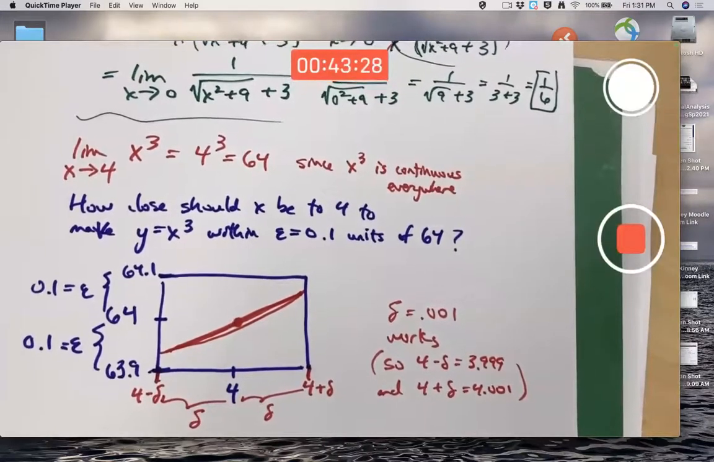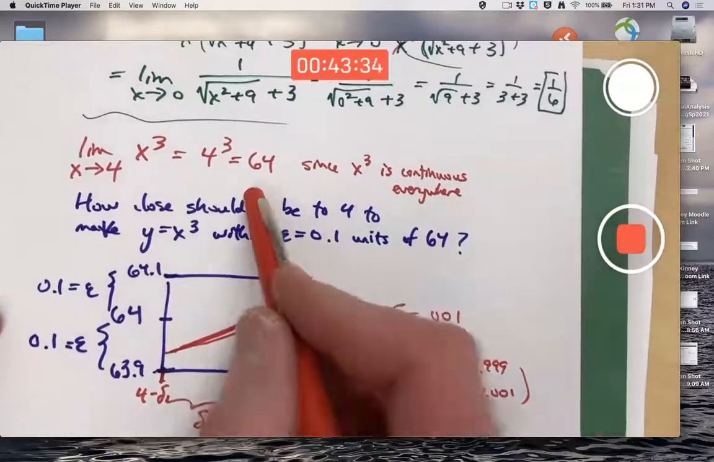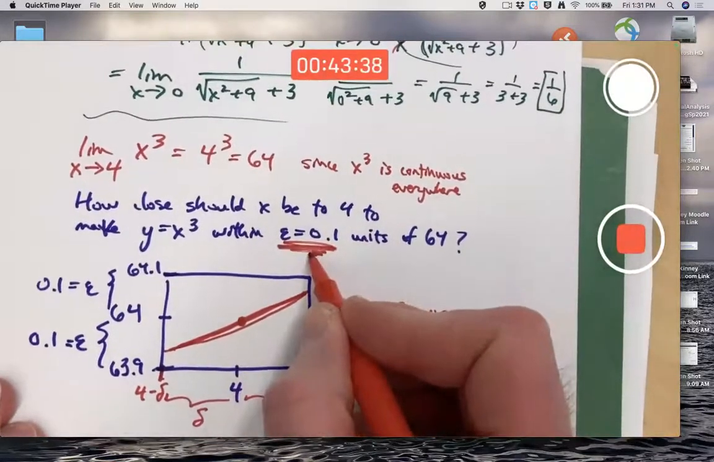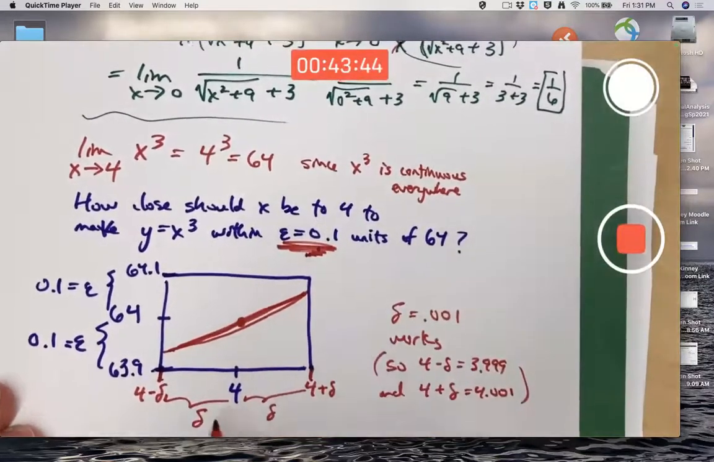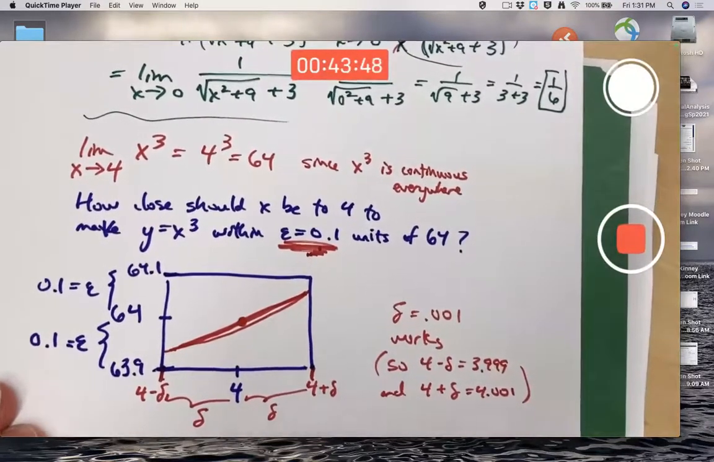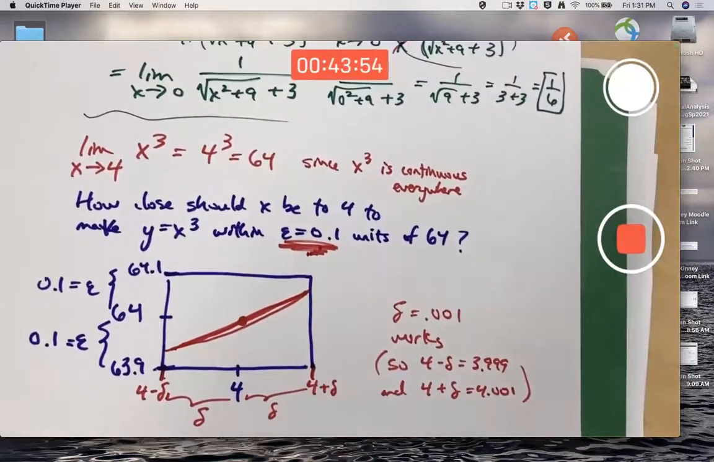What we're trying to get across here is just the basic idea of what it means for the limit to be truly 64. It means I can get arbitrarily close to 64, within epsilon, for the y values. I made epsilon 0.1. I could have made it smaller by taking x sufficiently close to 4. Delta is the measure of sufficiently close. Just trying to get a basic idea of what that's about with an example.